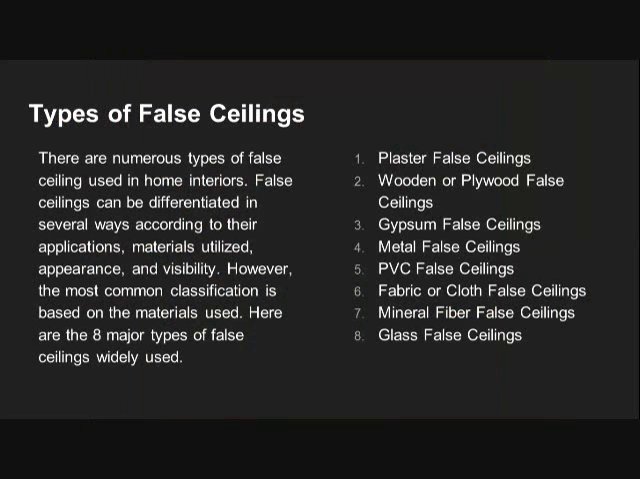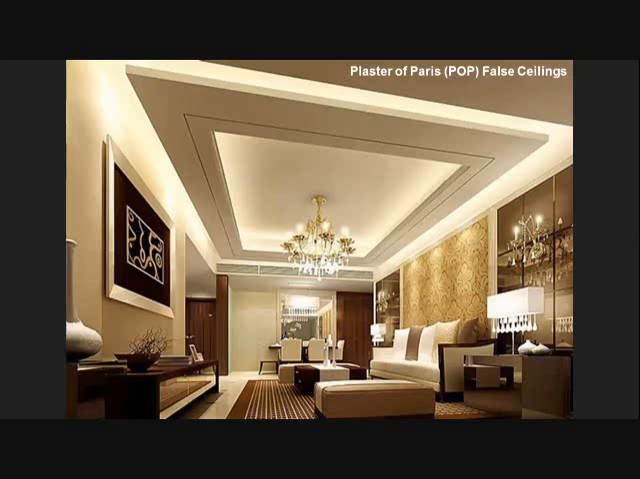There are different types according to application, material utilization, and we can have plaster false ceiling, wooden or plywood false ceiling, gypsum false ceilings, metal false ceilings, PVC, fabric or cloth false ceilings, mineral fiber false ceiling, and glass false ceilings.